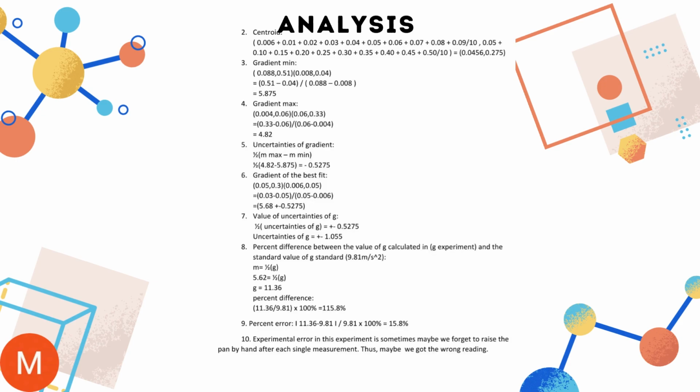For our analysis, first one is centroid. The centroid that we got from the second graph is 0.0456 at the x-axis and 0.275 at the y-axis. The uncertainty of the gradient that we got is plus minus 0.5275. The value of the uncertainty of the gravity is plus minus 1.055. And the last one is the percent error that we got, which is 15.8%.